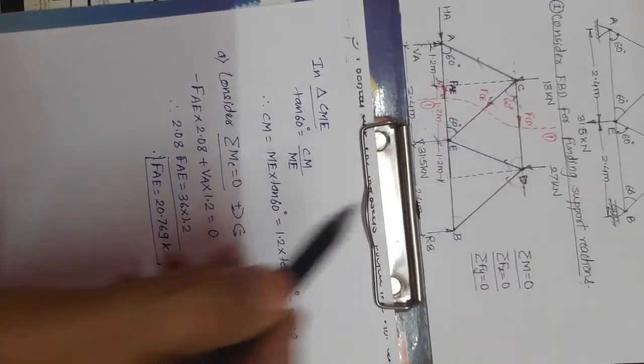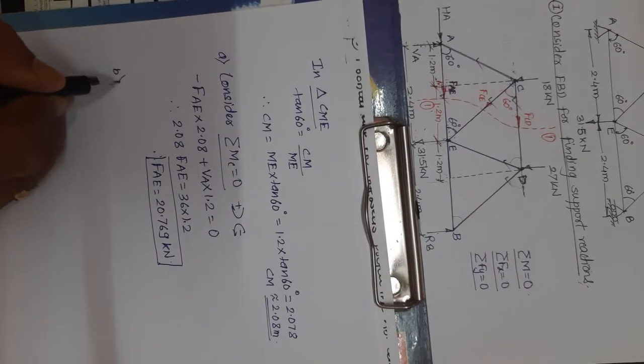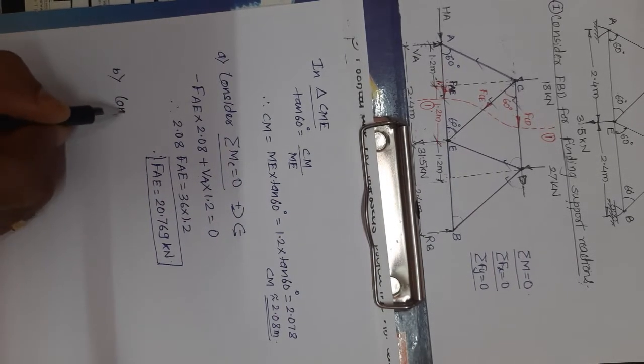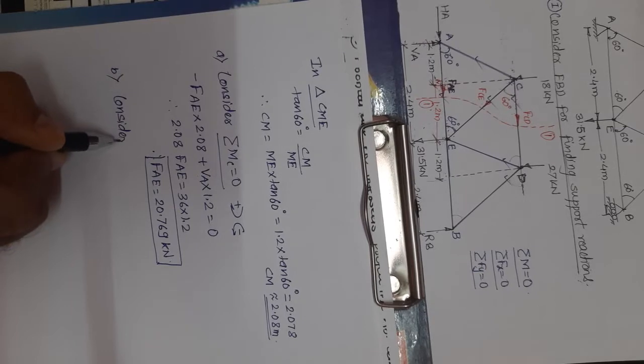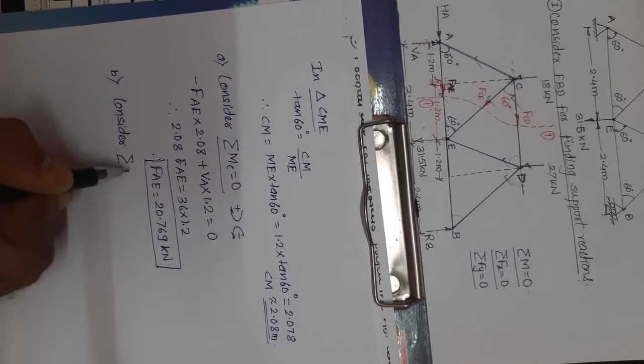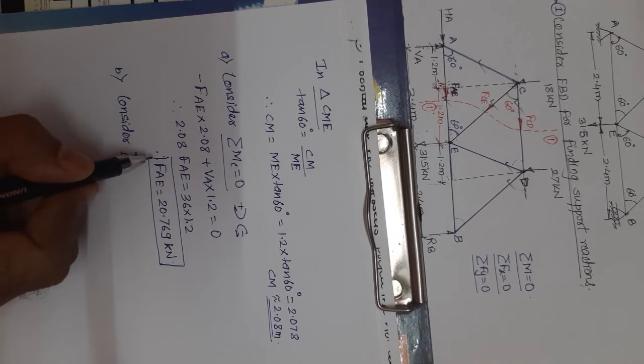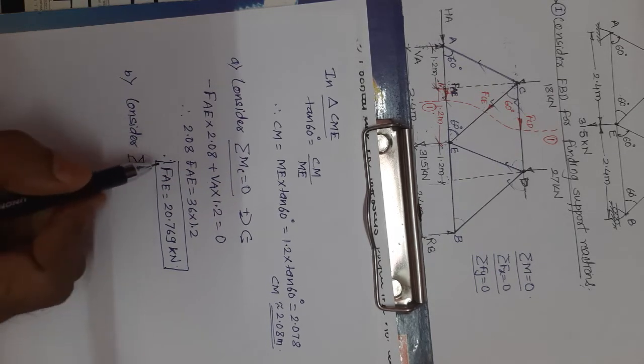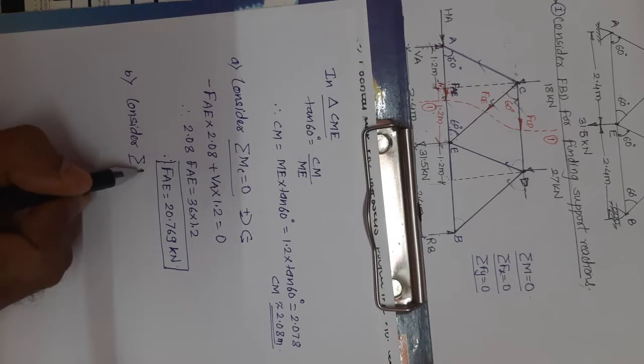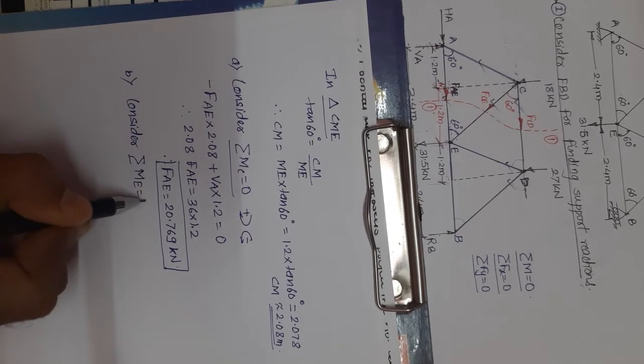Okay, so if I take the moment about E, so second step, consider moment about E point. Okay, consider moment about E point equal to 0.